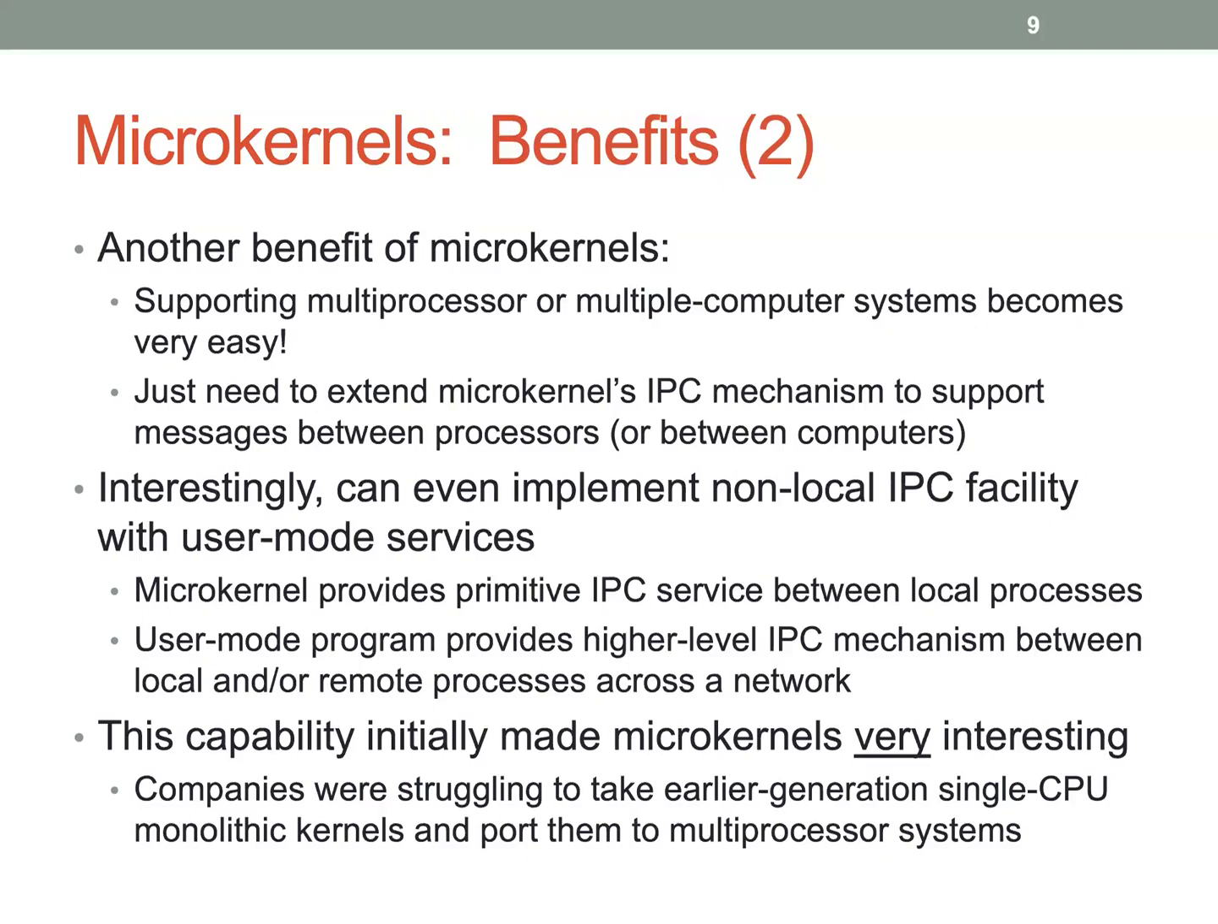So an easy way of doing it is to just keep that kernel small and lean and build a sophisticated IPC mechanism that will allow you to run on multiple cores a lot more easily. Now, there is one giant caveat, which I'm not talking about on this slide. I say here, another benefit of microkernels: supporting multiprocessor or multiple computer systems becomes very easy.